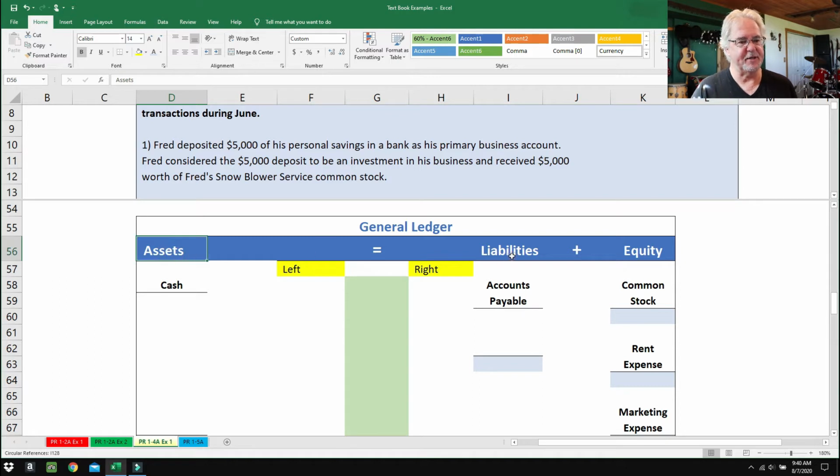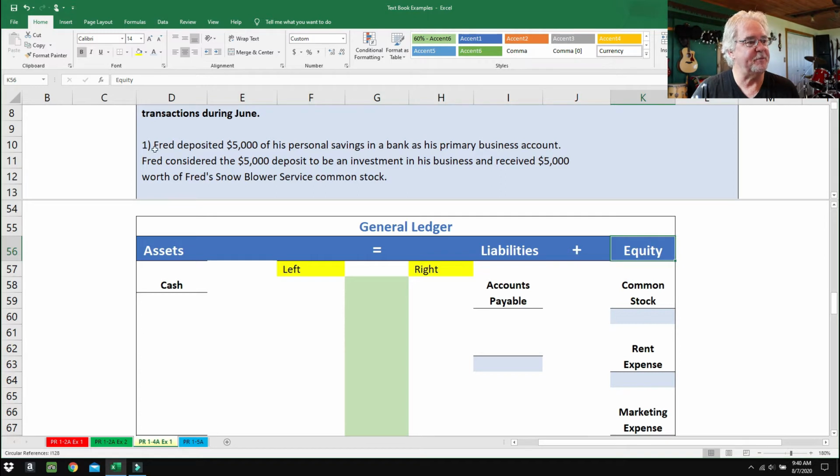Assets equals liabilities plus equity. There's your accounting equation. It's the most important equation in all of accounting and finance. Most everything, I think everything, can be derived from this one equation. So here we go, folks.